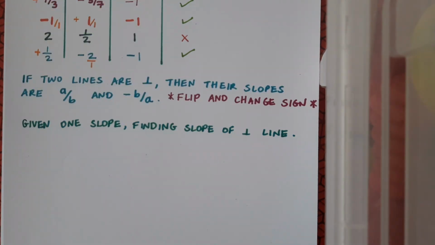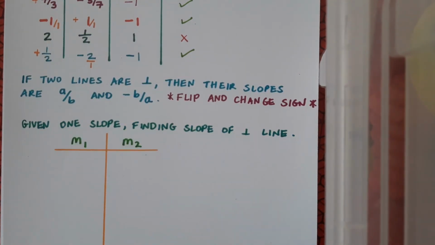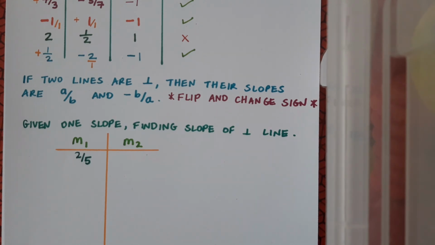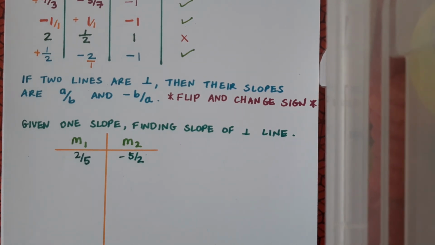And again, for this, I'm going to draw a table. I'll just have two columns this time, M1 and M2. I'm going to fill a slope into the first column, and then let's see if we can figure out the slope to go in the second column if the lines are perpendicular. So my first slope is 2/5. Now, what could I fit in here to represent the slope of a line that is perpendicular to this? Well, I'll flip it over and change the sign. So the slope would be -5/2.